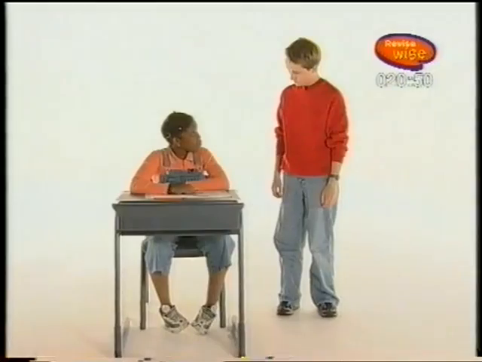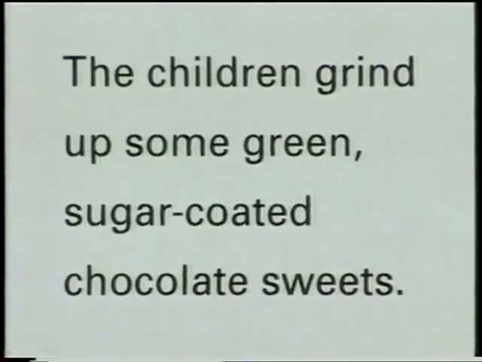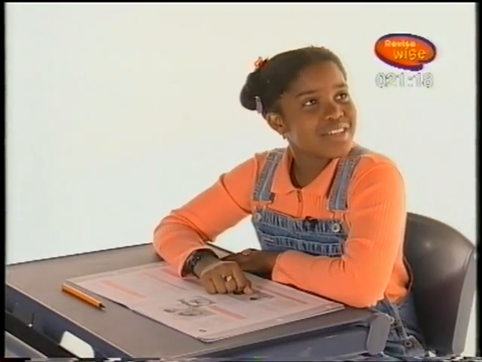What do they mean by process? Okay, well, a process is something that makes a change happen, like evaporating, melting, freezing, boiling, or condensing. And don't forget, if you're stuck, to look back at the beginning of the question and you might get important information. Look here, the important information you need is right at the beginning of the question. The children grind up some green, sugar-coated chocolate sweets. Oh, I get it. It's the sugar coating that was green.